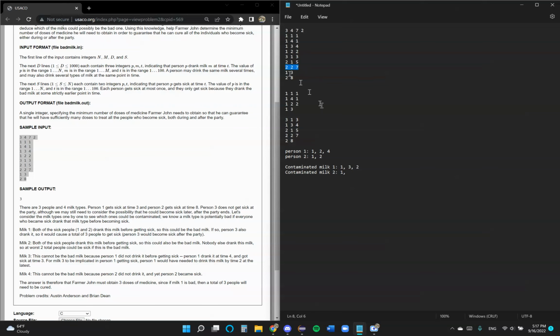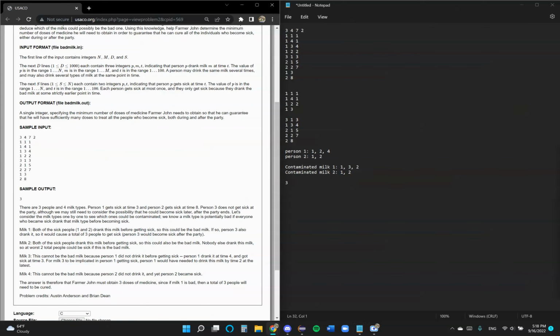And we see that person 2 drank milk 2 as well at time 7. And here we see that more people drank contaminated milk 1 than contaminated milk 2. That means that Farmer John is going to need 3 doses of medicine to guarantee that he can treat everyone who became sick due to the contaminated milk. So the answer is 3.